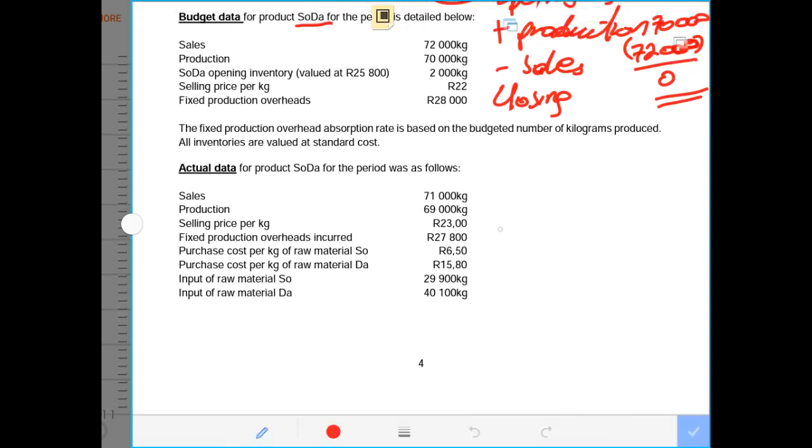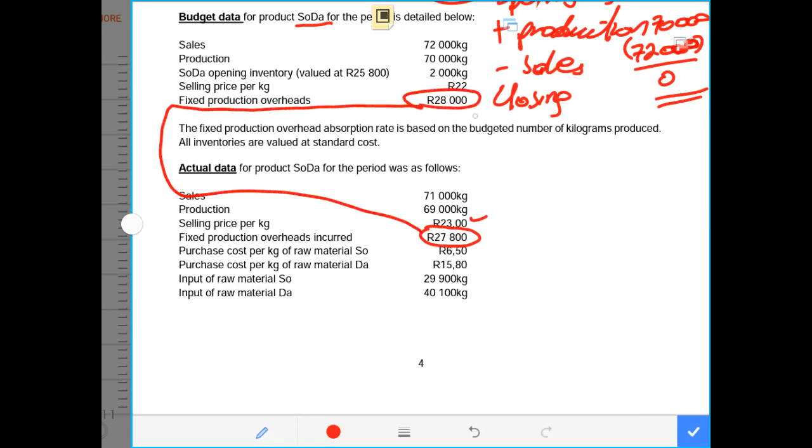So we have our selling price being 23 rand. We have our fixed manufacturing overheads that were actually incurred as 27,800. Previously we had our budgeted fixed manufacturing overheads of 28,000. And the difference between the two will definitely be a favorable variance.